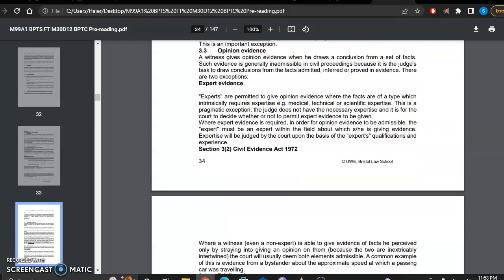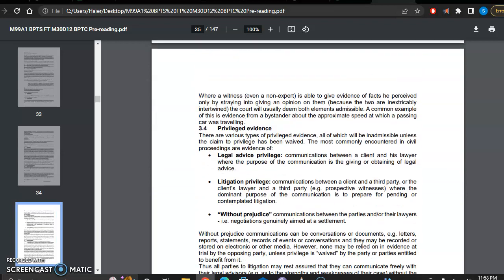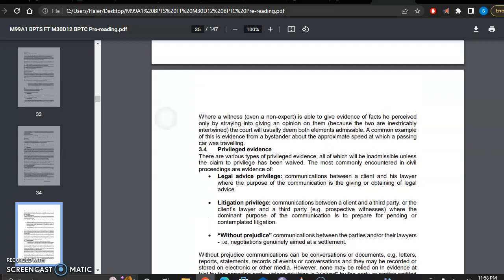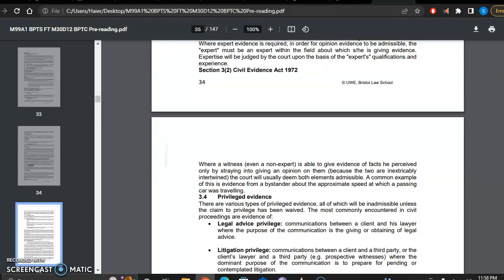Opinion evidence. A witness gives an opinion when he draws a conclusion from a set of facts. Such evidence is generally inadmissible in civil proceedings because the judge is tasked to draw conclusions from the facts admitted and proved in evidence. There are two exceptions. Oral evidence is not given due weightage in a court of law, but expert evidence is given due weightage, and there is privileged evidence like legal advice privilege, litigation privilege, and without prejudice.